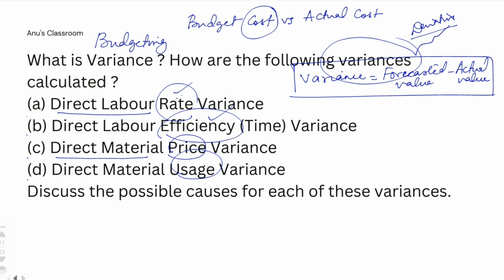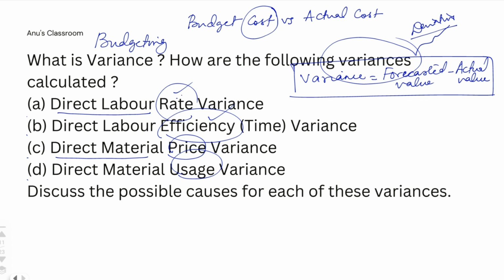So what will direct material usage variance be? It will be the difference between the actual number of units used and the budgeted number in terms of material. Similarly, the price variance will be the actual cost that was required for materials versus the budgeted cost for materials.